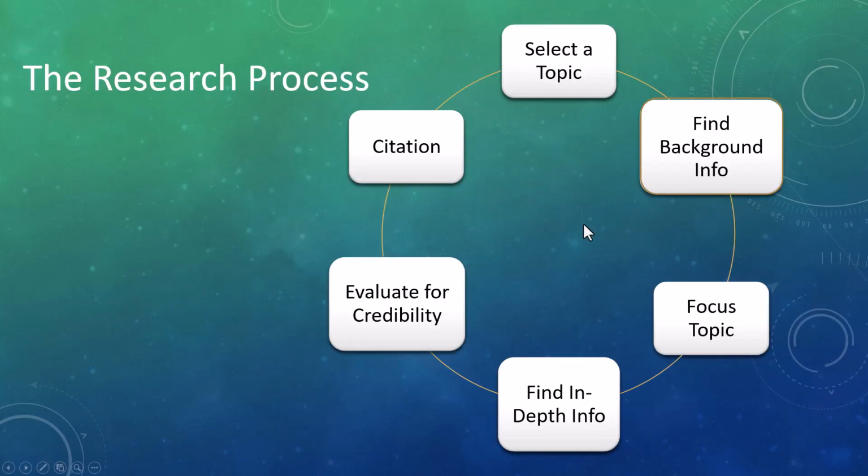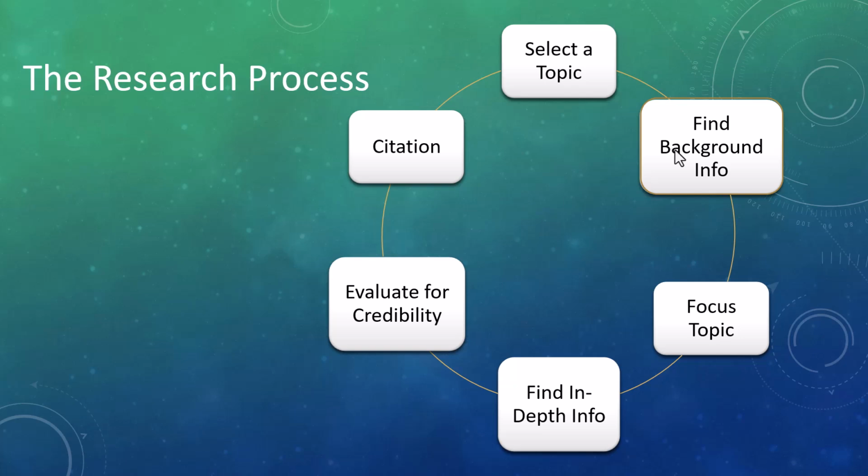First, let's talk briefly about the research process. First, you select a topic and then you do some research and you write the paper. But it's a little bit more detailed than that. After you select your topic, a really good idea is to find out as much background information as you can.